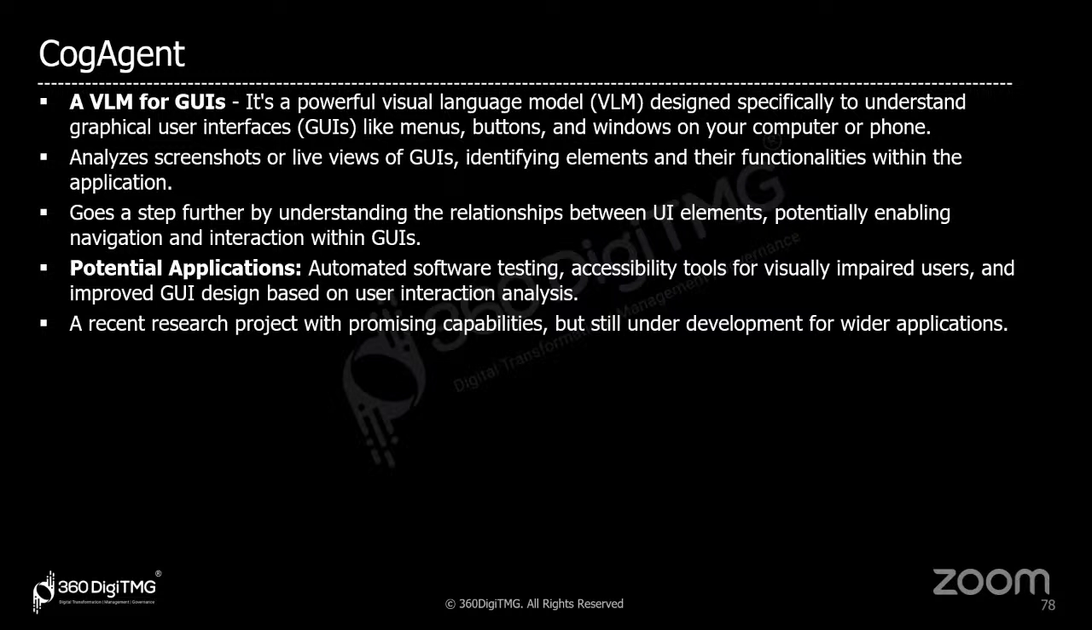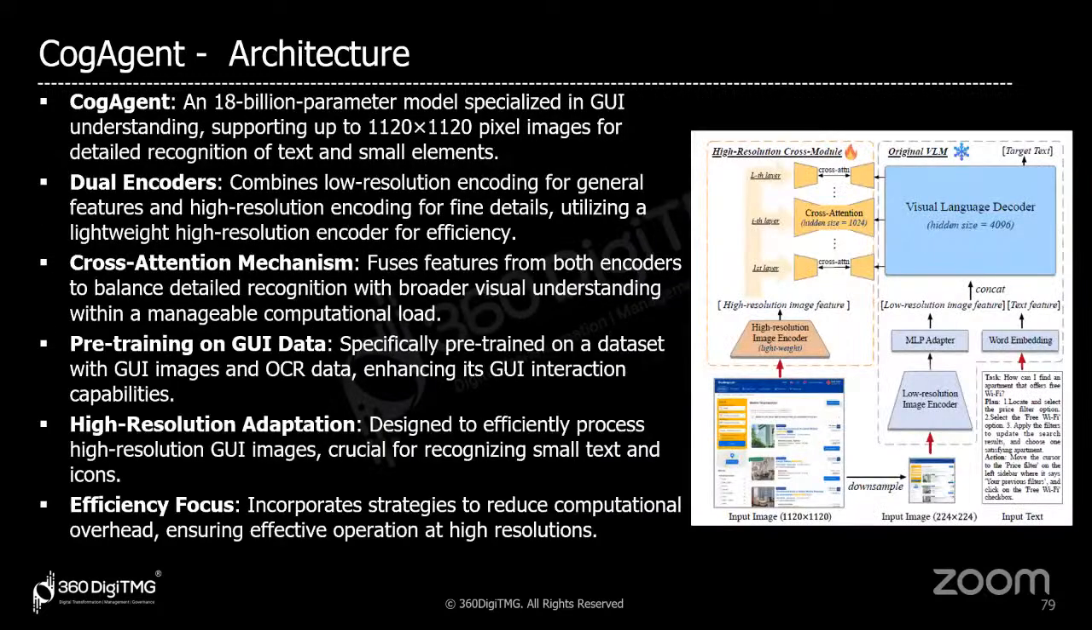The potential application of this is that it can be used for automating software testing, accessibility tools for visually impaired users, and improved GUI design based on user interaction analysis. A recent research project with promising capabilities, but still under development for wider applications. Okay, so this is one of the applications, and the research is still going on in this area. Then it has the CogAgent.